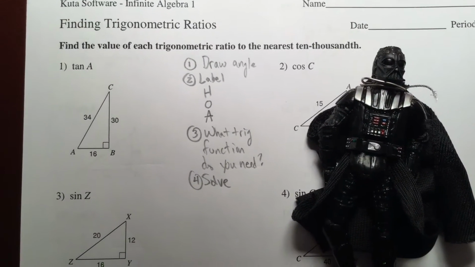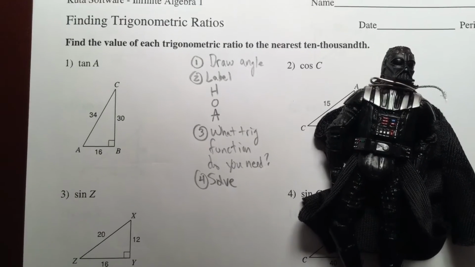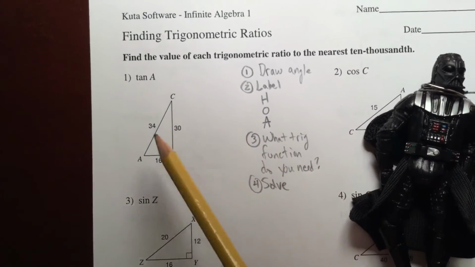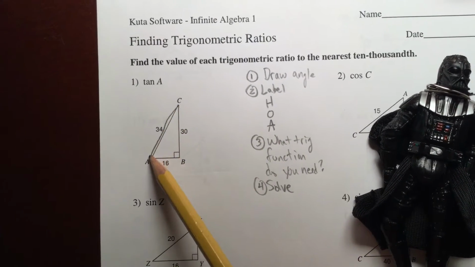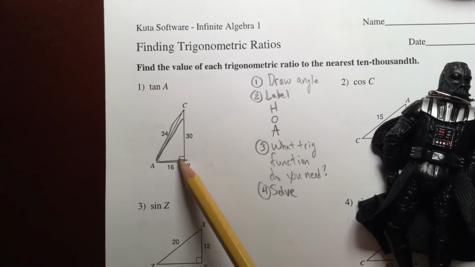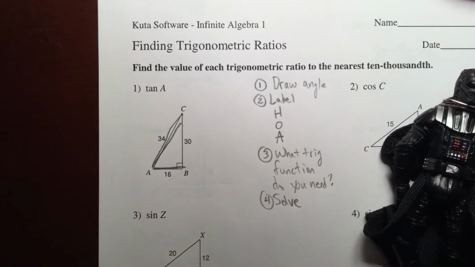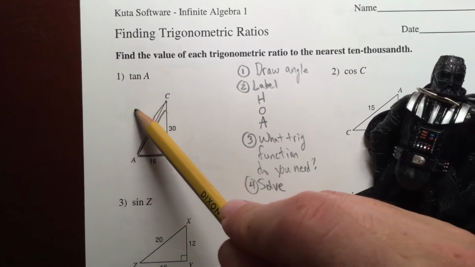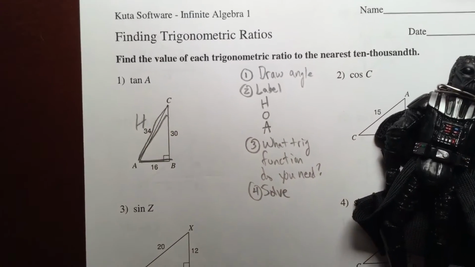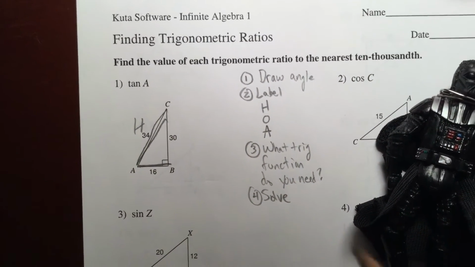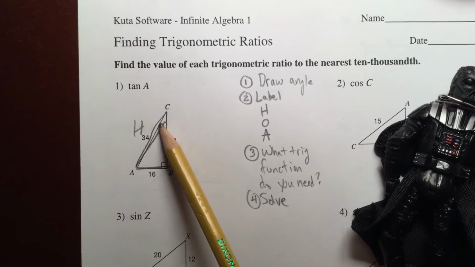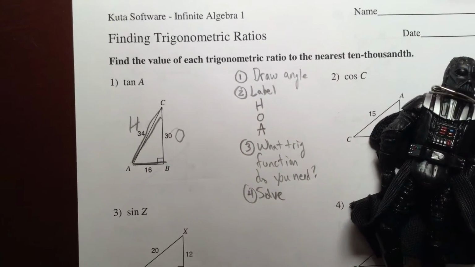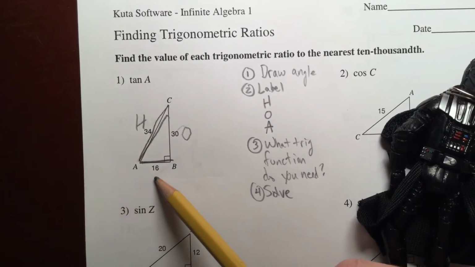To solve a trigonometric ratio, we need to first draw the angle. So in question number 1, we would draw the two sides that are needed to make angle A. Now we want to label HOA. H, the hypotenuse, is going to be the longest side every time, opposite the 90. The O is the side that we didn't trace. So we traced AC and AB, therefore this one would be the O. And the third remaining side is the A.